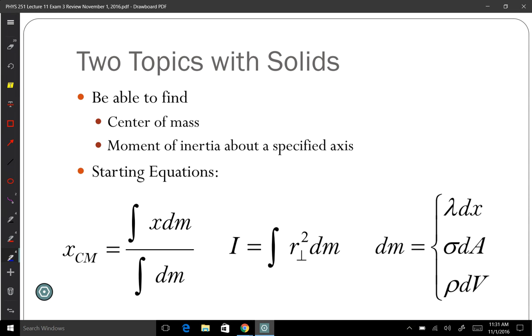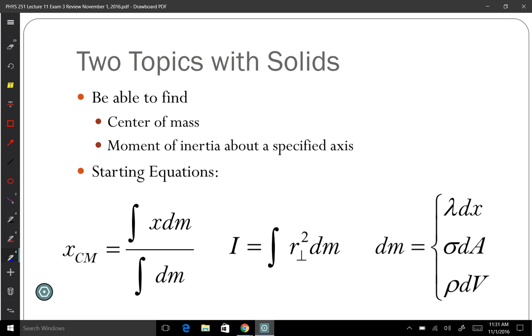And so the equations are basically just the one shown here at the bottom. The equation for center of mass is the integral of x dm, where dm is a little piece of mass in your object. Then you have to integrate over the entire object, divided by the total mass, which of course, integral of dm by definition would be the total mass.